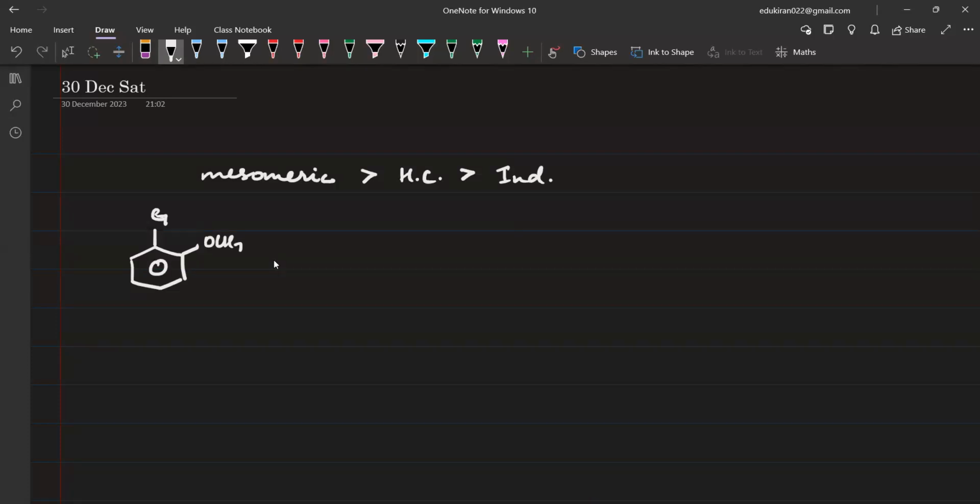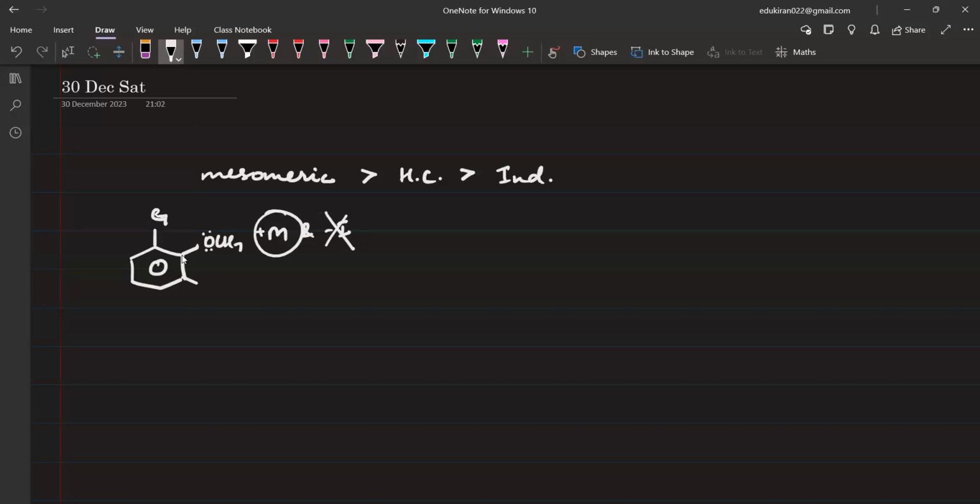Now, when this is OCH3 here, this OCH3 is going to show plus M effect also, and it is going to show, because of the oxygen atom, minus I effect. Because oxygen atom is more electronegative, it is going to pull electron density. But since mesomeric effect is dominant, it's a very strong effect. That is why we don't consider minus I.